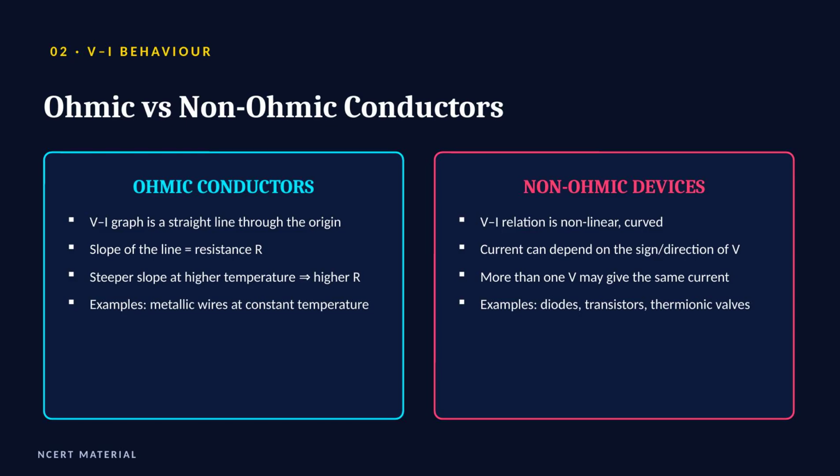Non-ohmic devices, on the other hand, give a curved, nonlinear V-I graph. Sometimes, the current even depends on the sign of the voltage, and in some cases, more than one voltage value can give the same current. Diodes, transistors, and thermionic valves fall into this category.